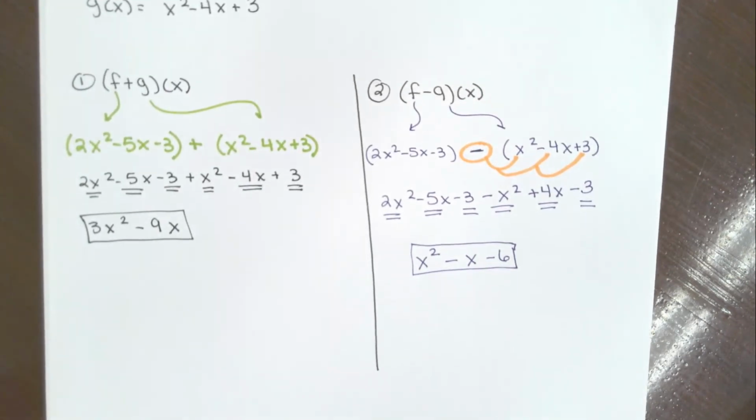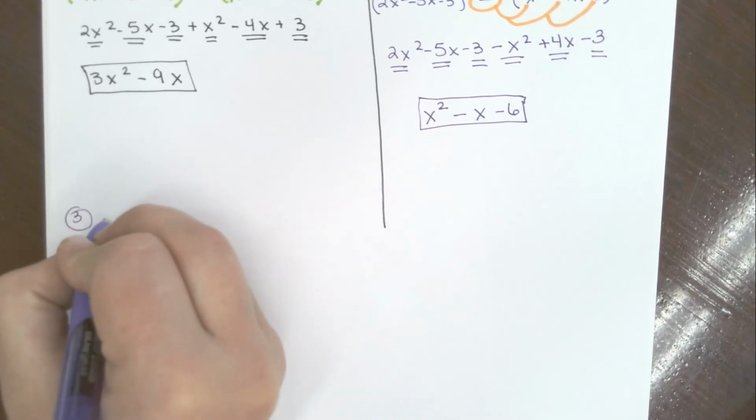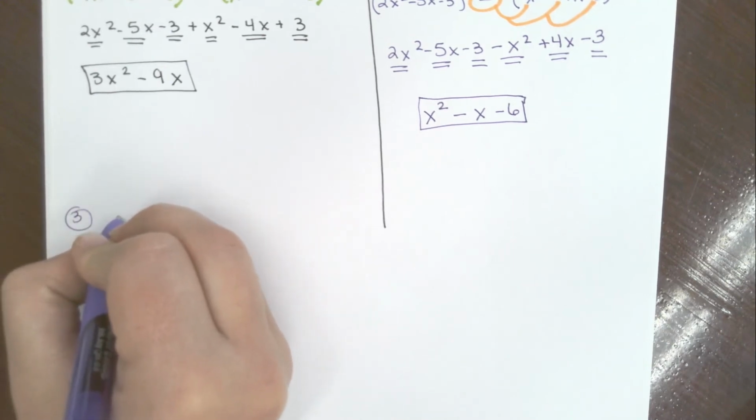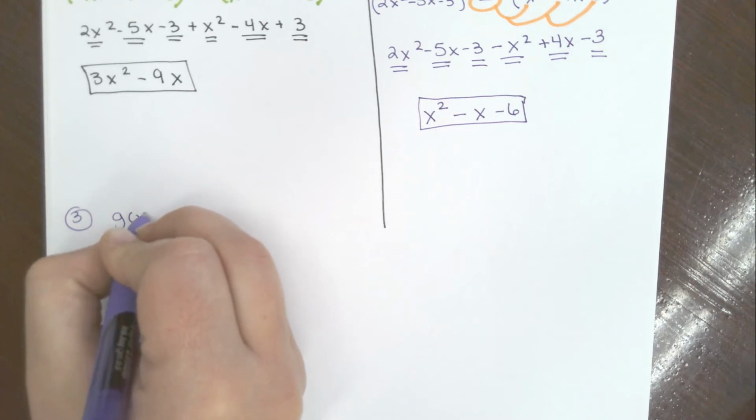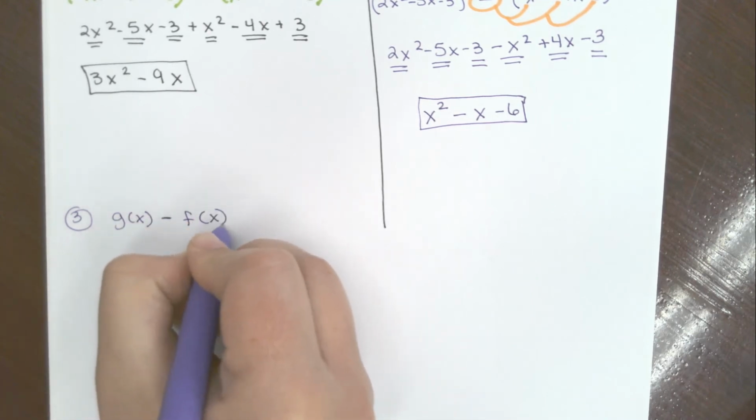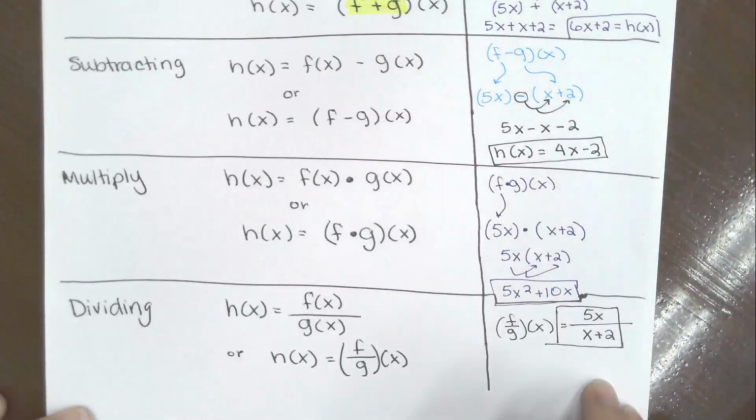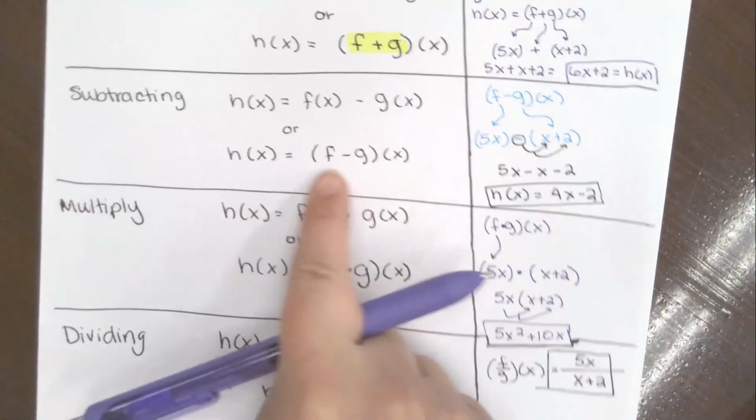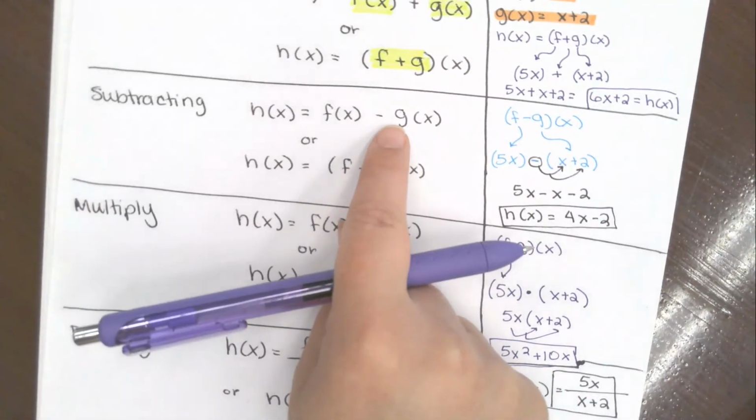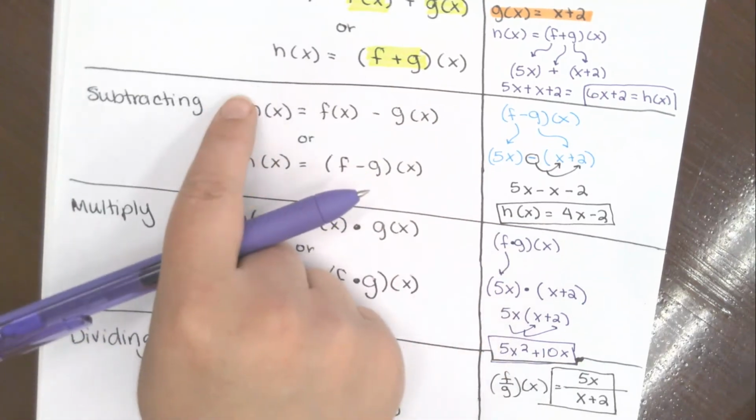Moving on to example number 3. Example number 3 is going to ask us to do g of x minus f of x. Now on this example, they are using a little bit of a different notation, and that's okay. If we go back up here to our first rules, it says for subtracting, you might see this notation, or you might see this original notation. Either way, what it's asking you is you're subtracting.